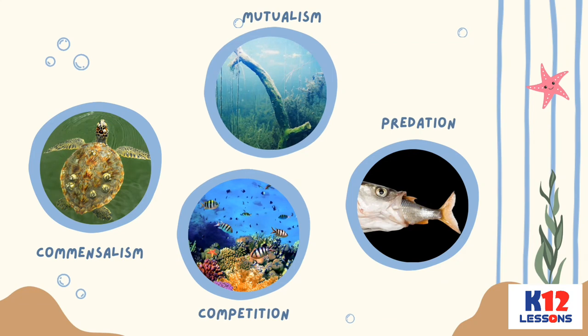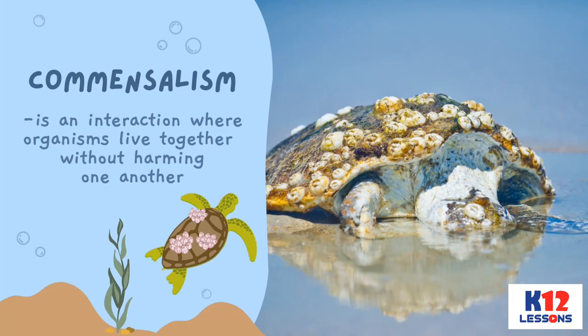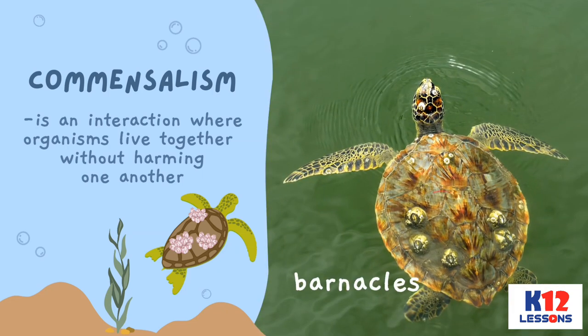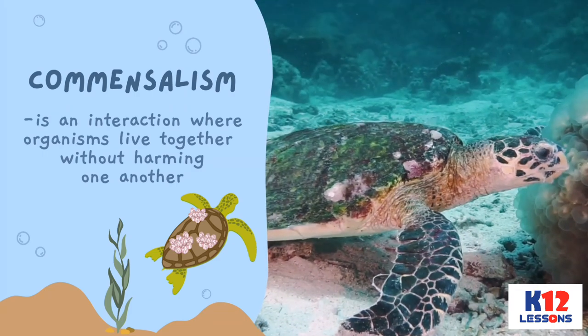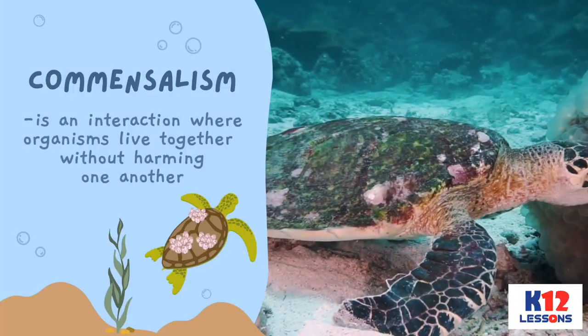There are interactions that exist in the coral reef's ecosystem. Commensalism is an interaction where organisms live together without harming one another. For example, barnacles attached on skin of turtles without harming them. Barnacles are benefited while the host is not harmed.